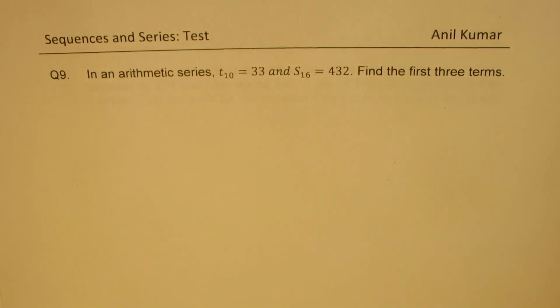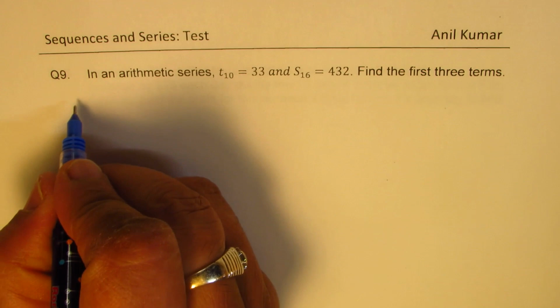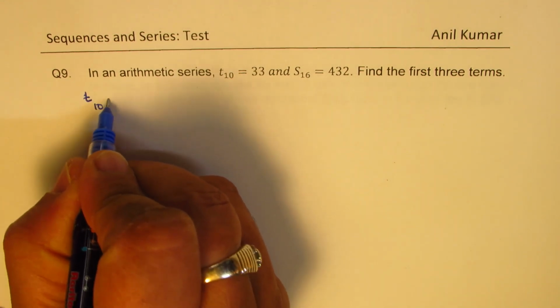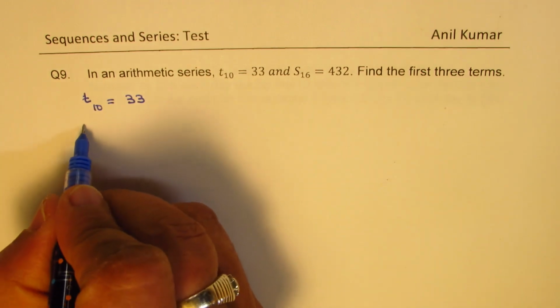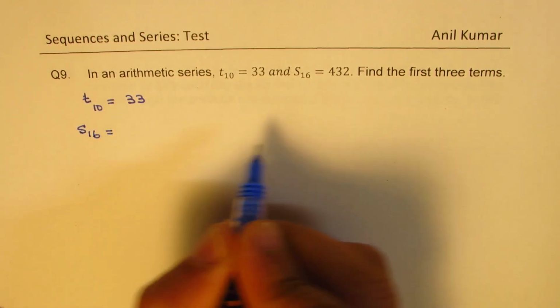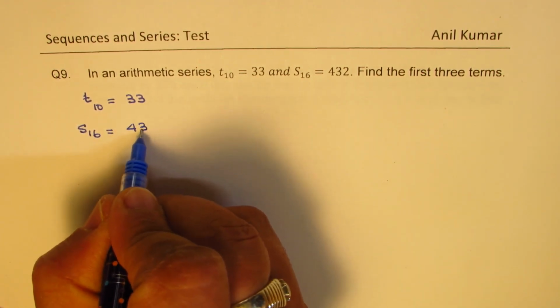In an arithmetic series, T10 equals 33, S16 equals 432. Find the first three terms. In previous examples, we were given the series and we were finding the sum. Now we'll do the reverse. We are given a term number, T10, which is equal to 33. We are also given the sum of 16 terms, and that is 432.